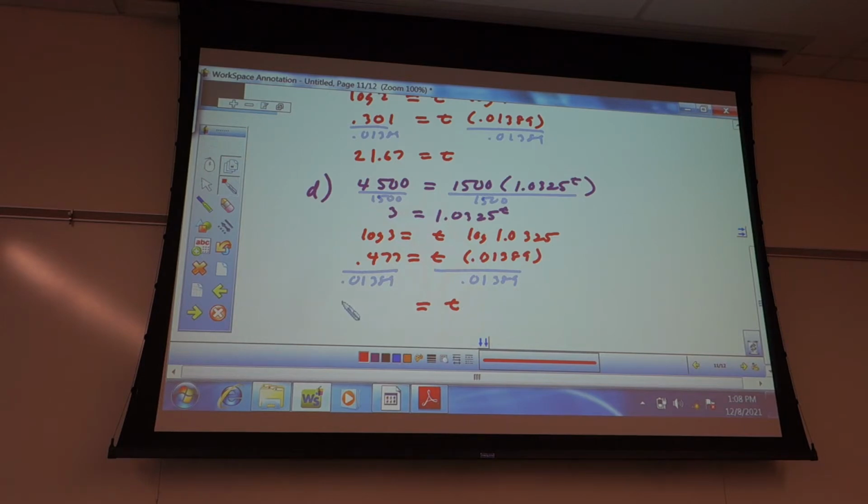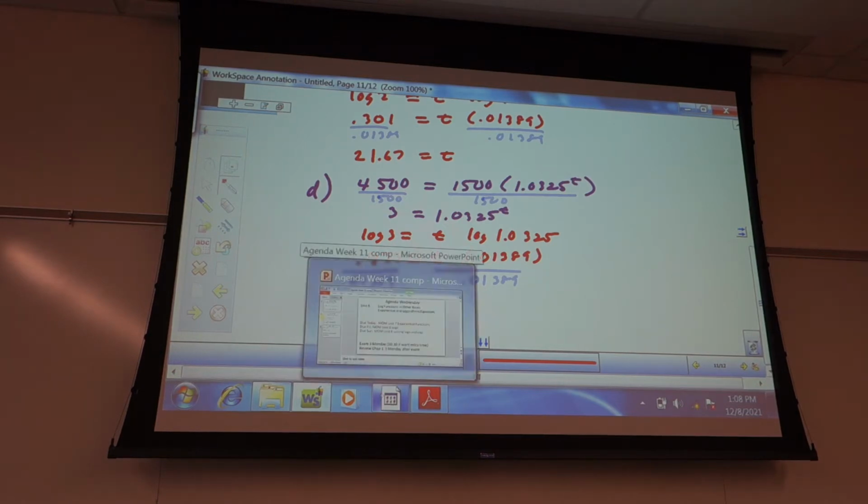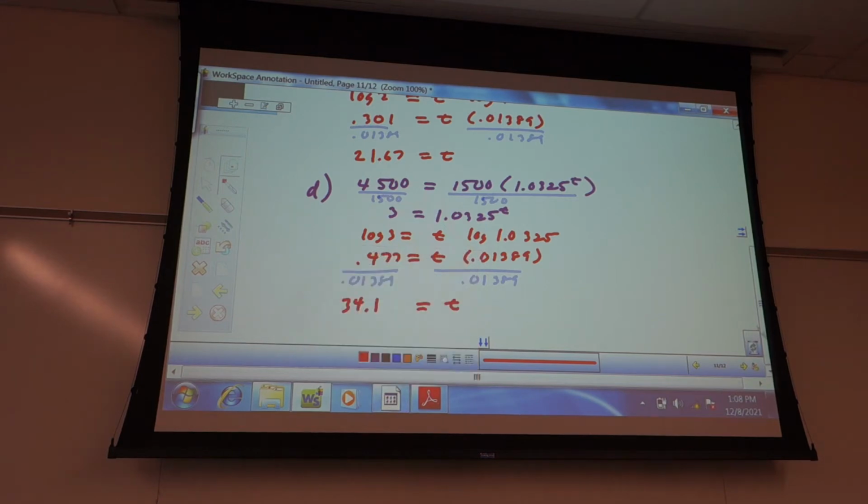34? Point 07? Well, I think I rounded it a little bit. 34.12. Okay, so 34.1 years. Yeah. So what does that mean? Interpret that. I want you to write down what that means in words.